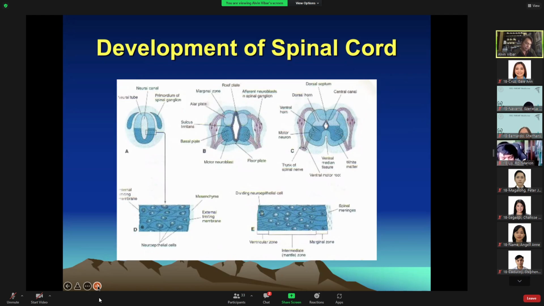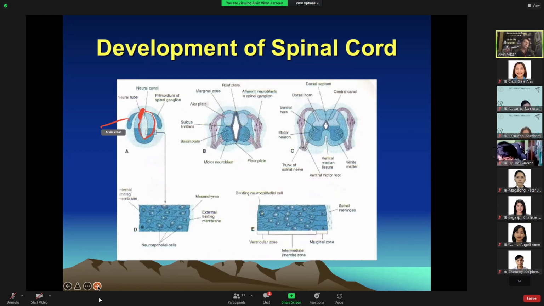So this part is a neural tube derivative. But this part, yung roots, spinal nerve roots, it's a derivative coming from neural crest. Okay? So, dito siya galing, neural tube. This is the neural crest.